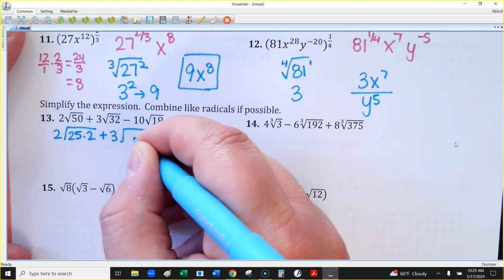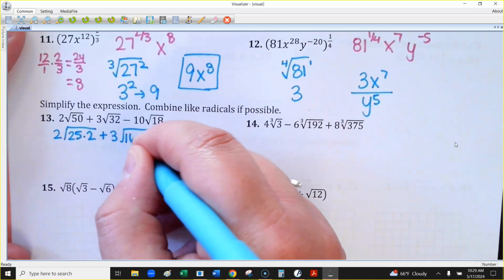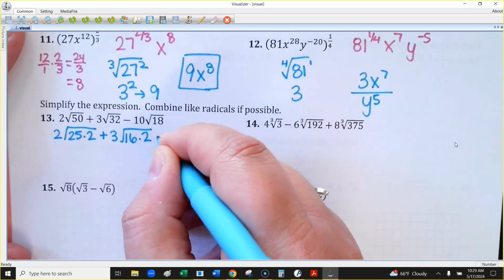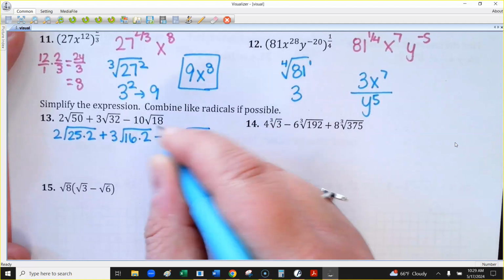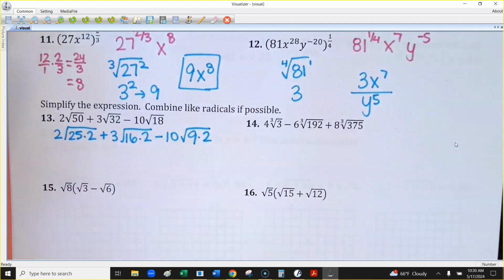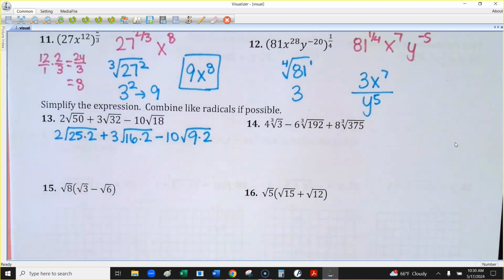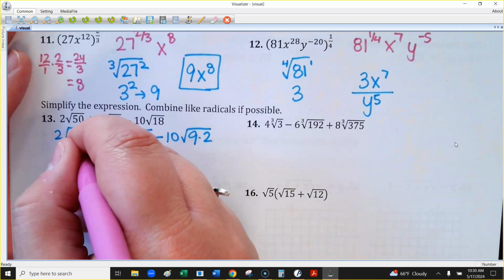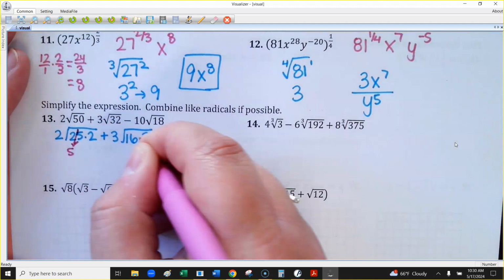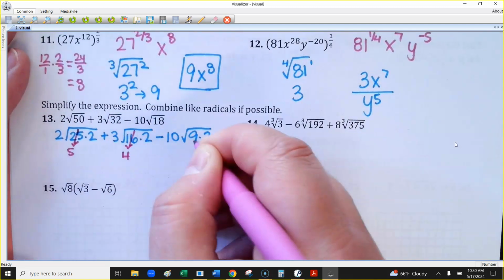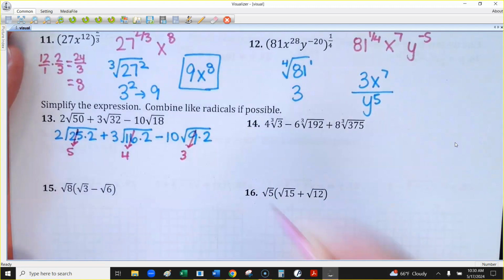32, the biggest perfect square that'll go in is 16. So I'm going to do 16 times 2. And then 18, the biggest perfect square that would go into that would be 9. And then once I figure out the biggest perfect square that goes in, we can just remove that perfect square. So like 25, that would come out as a 5, 16 would come out as a 4, and 9, if I take the square root, would be 3.